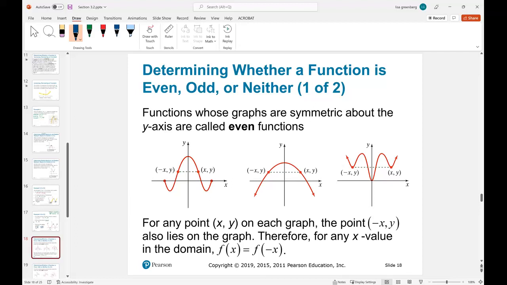So again, you're going to be seeing even, odd, or neither for quite a while, depending on how much math you're going to be taking. But functions whose graphs are symmetric about the y-axis are called even. So this right here is an even function, because if I drew a line right down the middle, which is the y-axis, and folded it there, both halves look exactly the same, just like a butterfly, right?